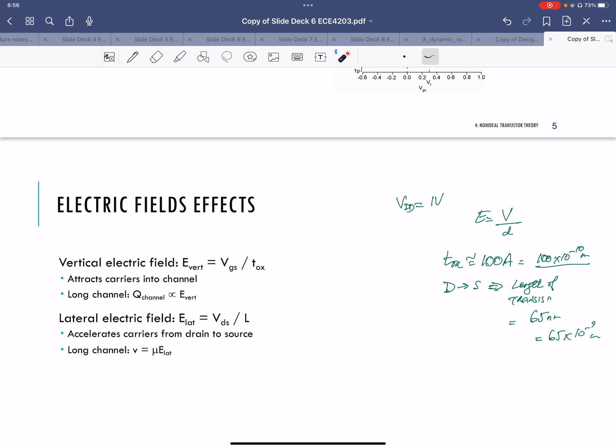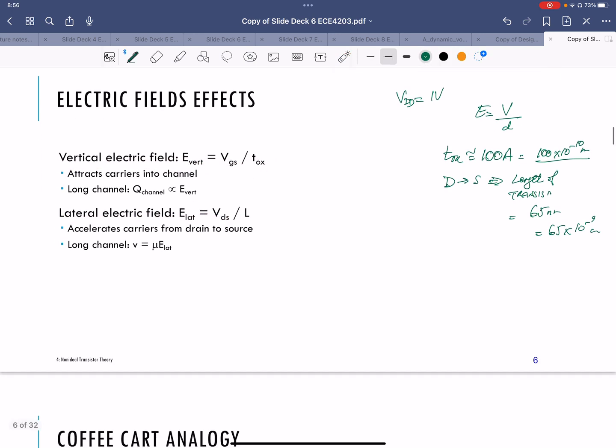So there are two kinds of high electric fields that happen in the channel and cause problems. One of them is the vertical electric field, and the other one is the lateral electric field. So if I draw the MOS transistor, you'd have a source, a drain, and a gate. So this is the gate, this is the source, this is the drain. The vertical electric field is dependent on the gate-source voltage. So basically, it's the gate to source voltage or gate to channel voltage.